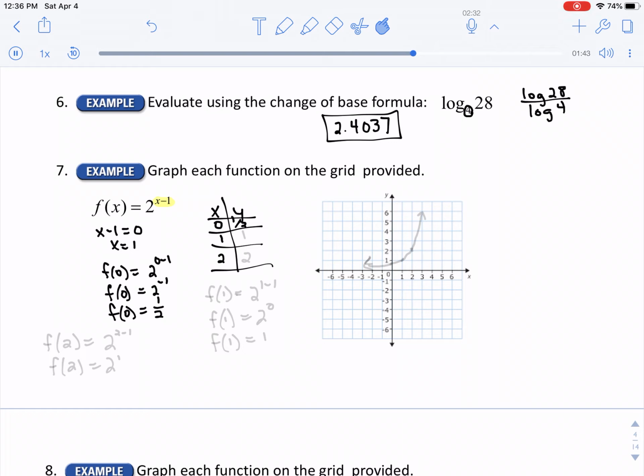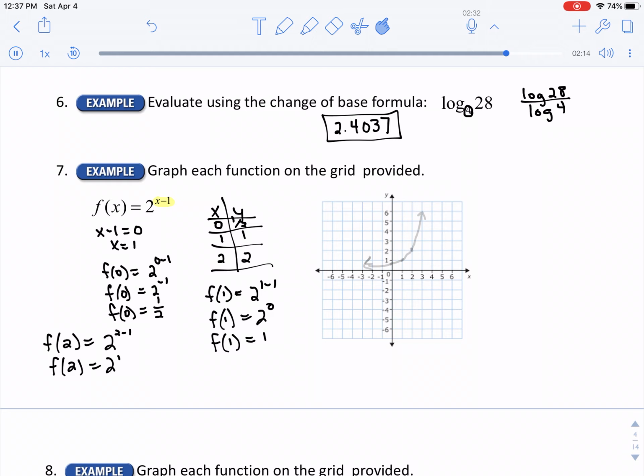All right, now we want to find f of 1. So f of 1 is 2 to the 1 minus 1 power, and remember anything raised to the 1 power, we get 2 to the 0 power, and anything raised to the 0 power is 1. So we've got 1, 1. And then lastly, we want to find f of 2, and f of 2 is 2 to the 2 minus 1 power. So f of 2 is 2 to the first power, and 2 to the first power is 2.